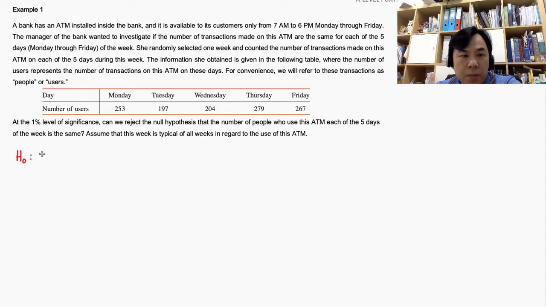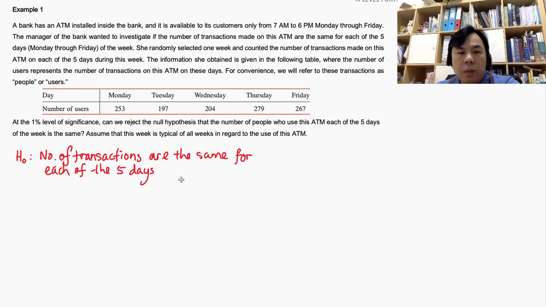So here we can say that the number of transactions are the same for each of the 5 days. You can write it in such a way, or you can represent it mathematically as such. For instance, P1 equals P2, P3, P4, P5. If P represents the proportion of transactions on each day, we say that the number of transactions on each day remains the same, or each one of them has a probability of 1 over 5. So you can write it down as 1 over 5 like this.